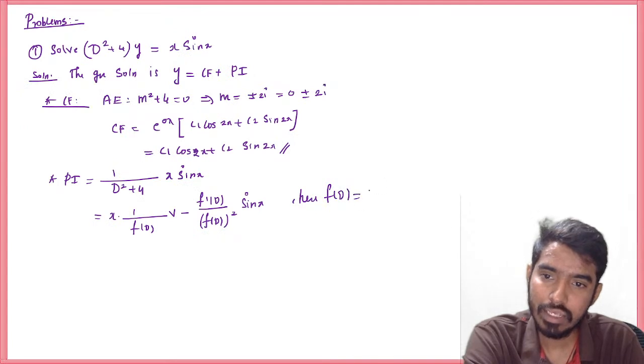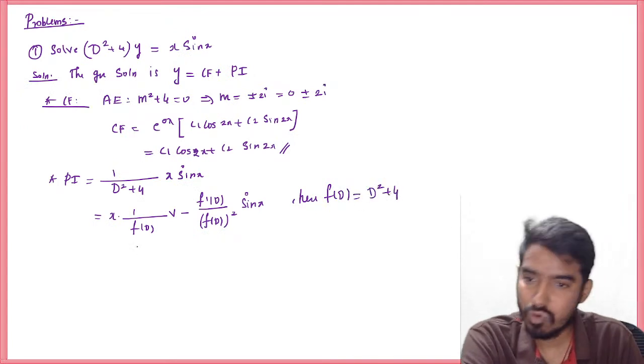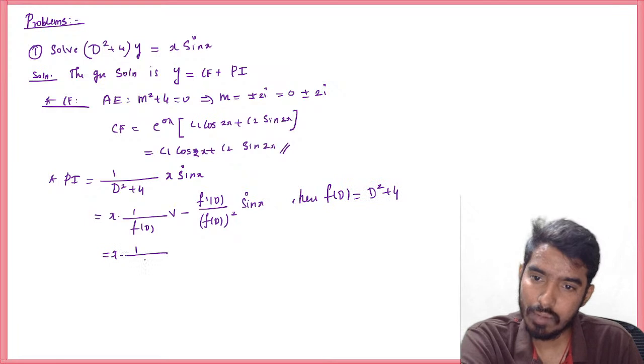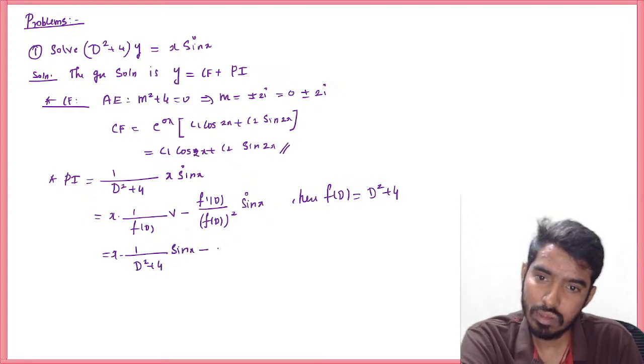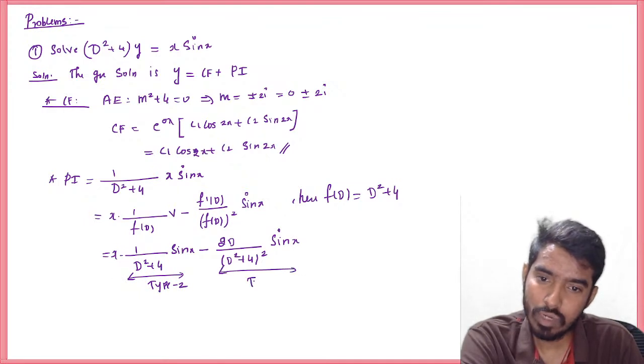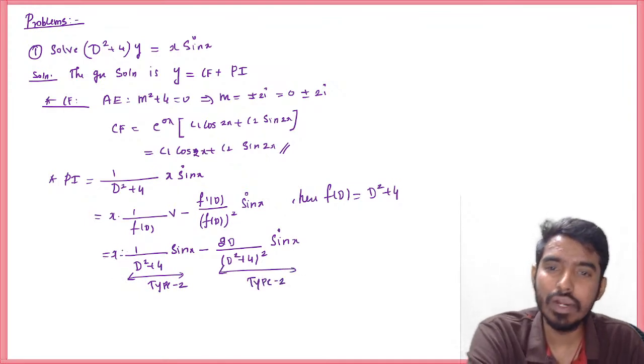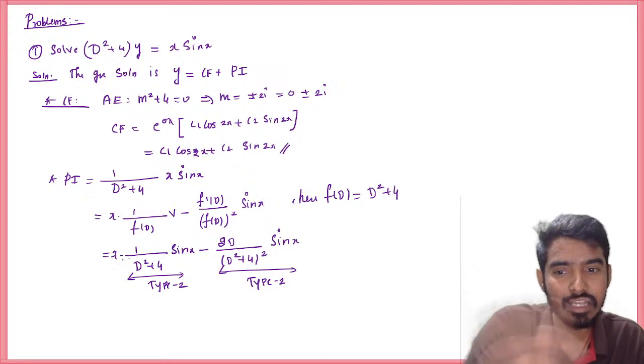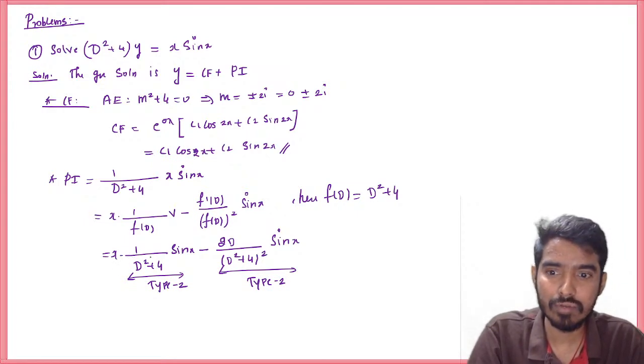Here f of D is D square plus 4. This will be x into 1 by f of D into v minus f dash of D, which is 2D by f of D whole square into sin x. So here you have to apply type 2, and again type 2. You don't need to consider this x. Whenever some term is left of this, you don't need to consider it when performing this.